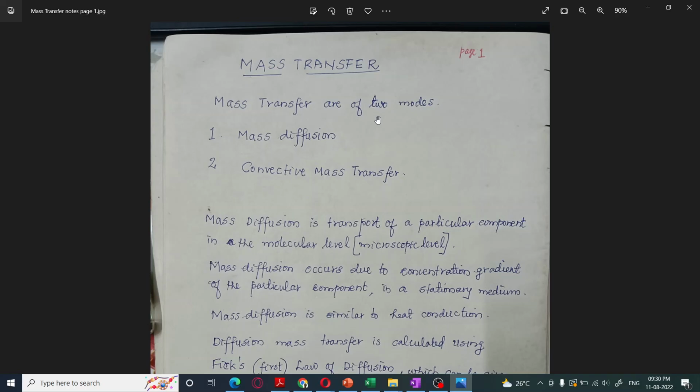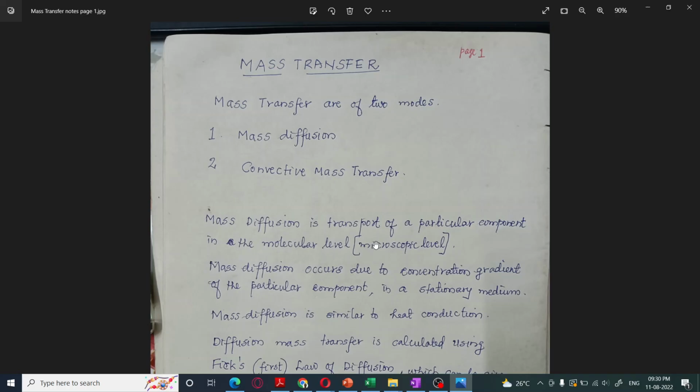Dear students, this is a brief description of the last module, the fifth module, mass transfer. I am not elaborating things; I've already shared these class notes with you. Mass transfer can be of two types. We say that there are two modes of mass transfer: one is diffusion and the other is convective mass transfer.